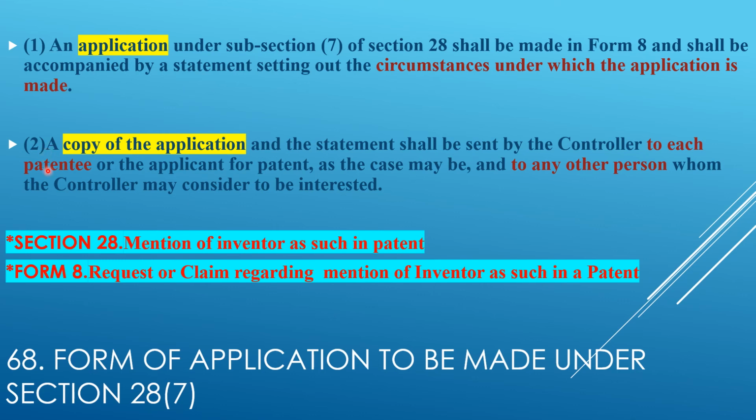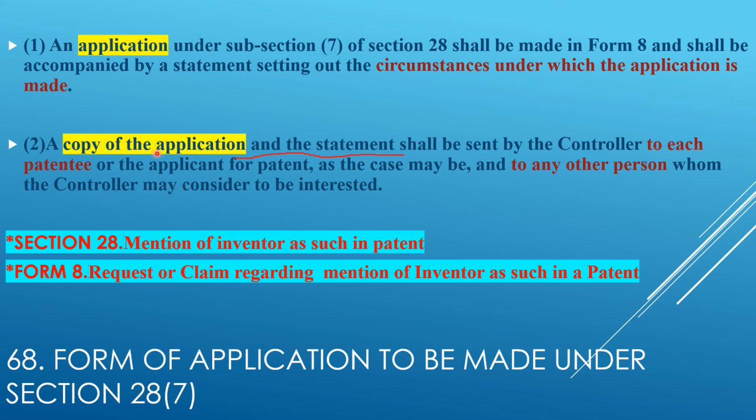Fine. Sub rule 2 of rule number 68 says a copy of the application and the statement shall be sent by the controller to each patentee or the applicant for patent as the case may be, and to any other person whom the controller may consider to be interested. This also you can observe. Okay. Here what happens, a copy of the application and the statement as well. Copy of the application and the statement shall be sent by the controller to each patentee. There the term used was applicant. Here the term is used as patentee. Just find out the differentiation. Okay. You can find the difference.